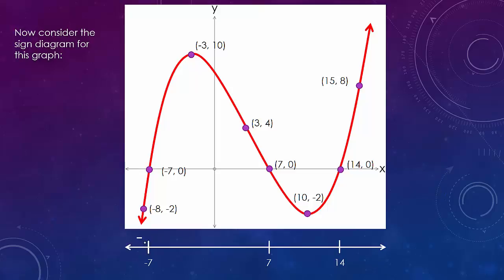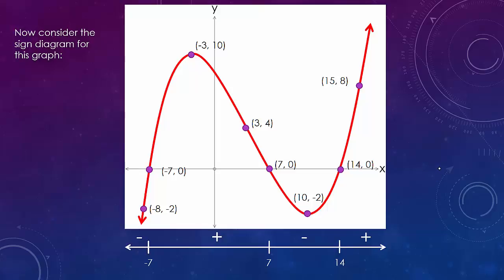To the left of -7, we can see that the curve is below the axis. In other words, the y-coordinates are negative. So we just put a negative. In between -7 and 7, we can see that the curve is above the axis, which means the y-coordinates would all be positive. So we just indicate this with a plus. Then between 7 and 14, once again the curve is below the axis, so that's a negative. From 14 onwards, it's above the axis, so that's a positive. And this is the sign diagram for this graph.